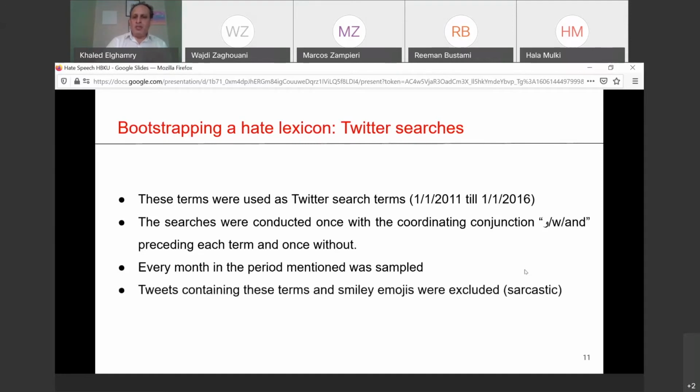Tweets containing these terms and smiley emojis were excluded on the assumption that these are usually sarcastic tweets. Of course, I still need to check whether sarcasm still expresses hate speech or is just pure sarcasm.